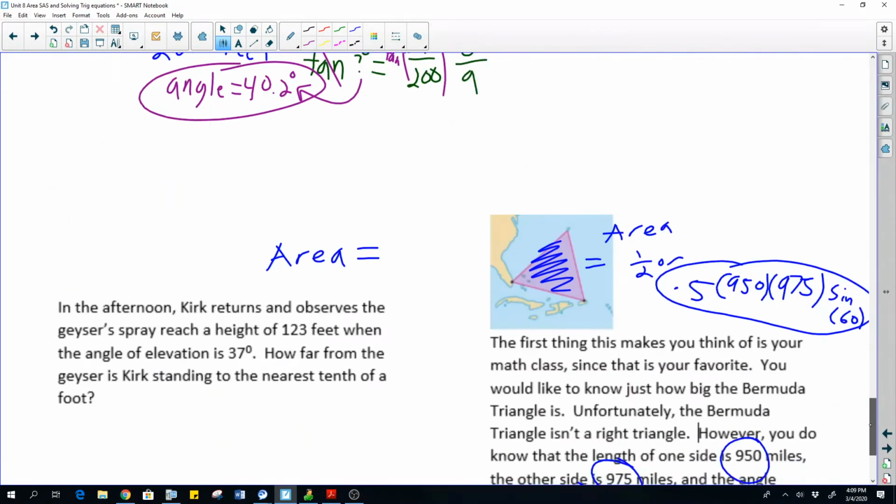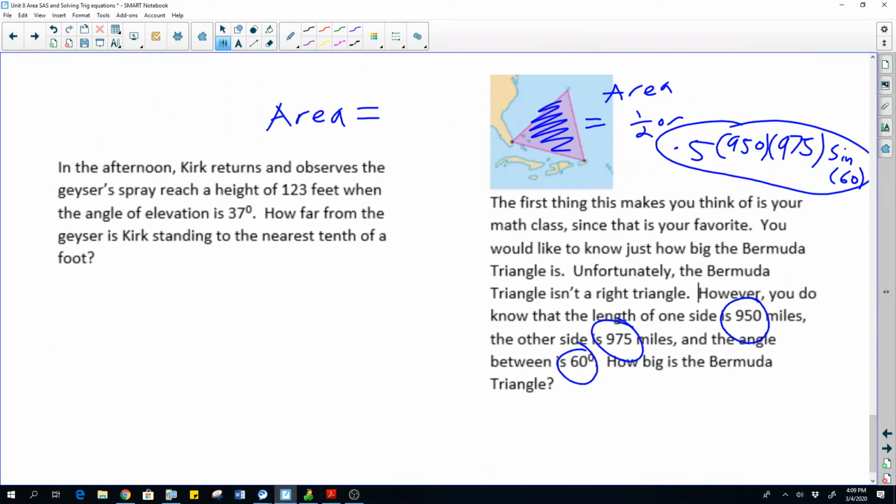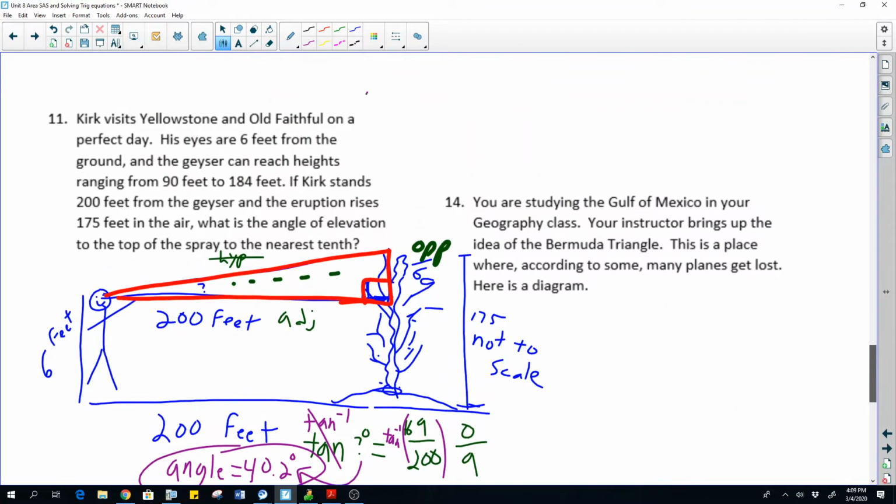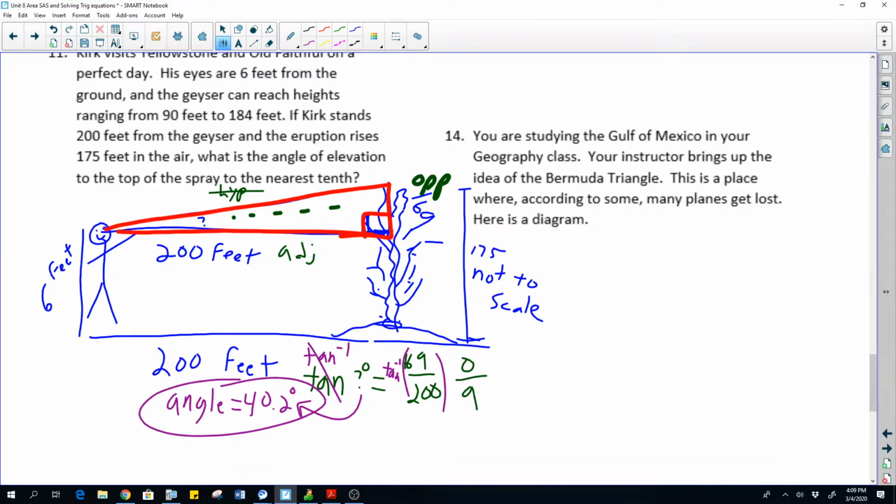Nice. Last but not least. In the afternoon, Kirk returns and observes the guys. What problem is that one? I don't even remember that one. Is that 11? We're about to look at our non-right triangle problem, which is the last problem. I'll let you figure out that one now that you tried this one.